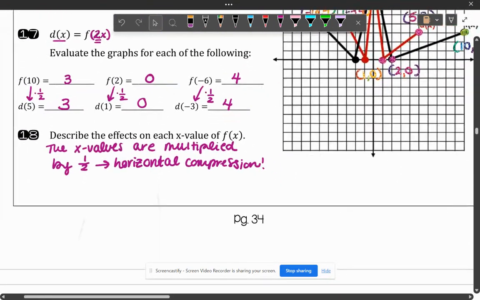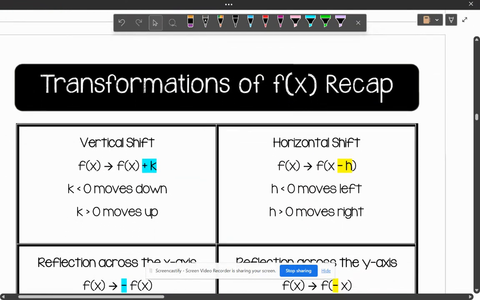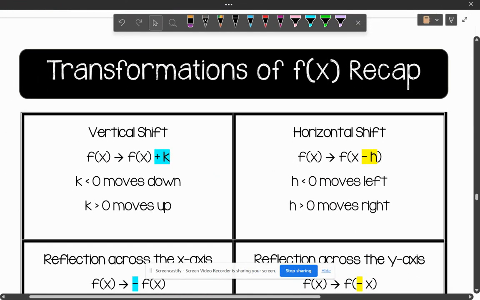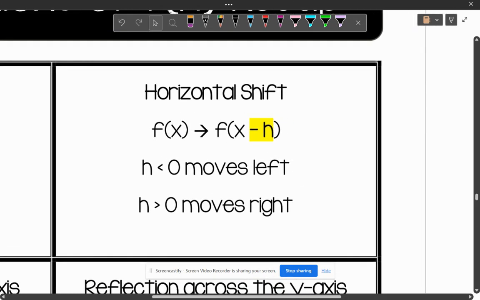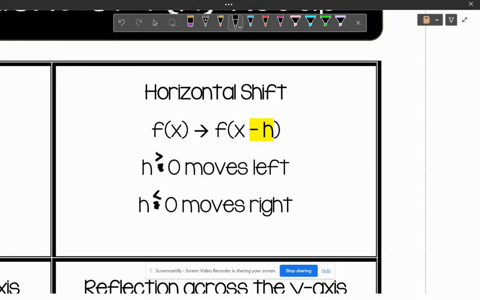That's pretty much it, guys. The only thing I wanted to go over was there is a transformations recap here. There's a couple typos, so if you would just fix those in the horizontal shift, when H is greater than 0, it moves left, and when H is less than 0, it moves right.